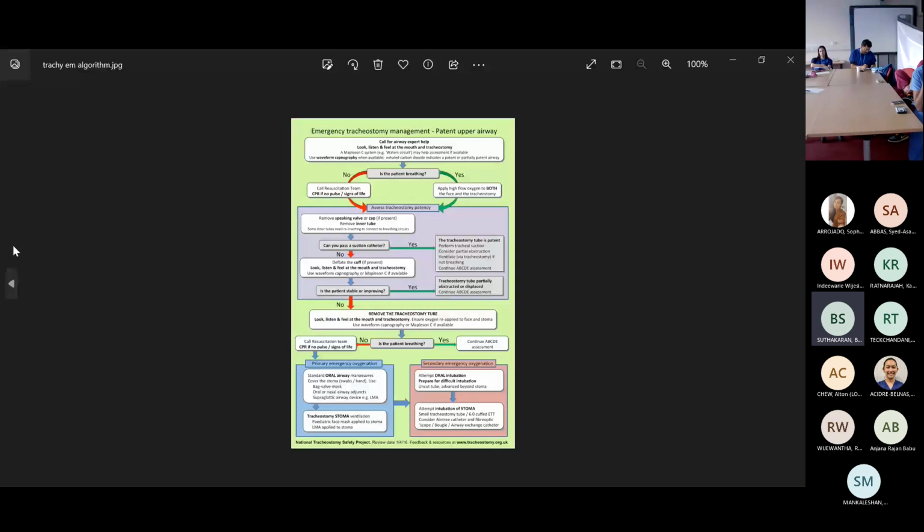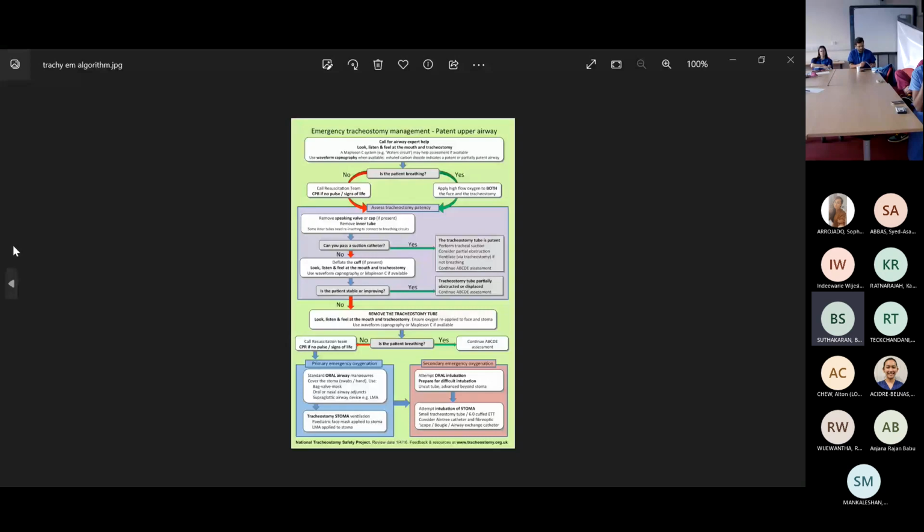So again, is the patient breathing? Yes or no. If they're not breathing, again, put out a cardiac arrest call. Then your next step, if the patient is still not breathing after that, would be emergency oxygenation. This can go down the route of either primary or secondary. Primary would be either through an oral airway or the tracheostomy itself.